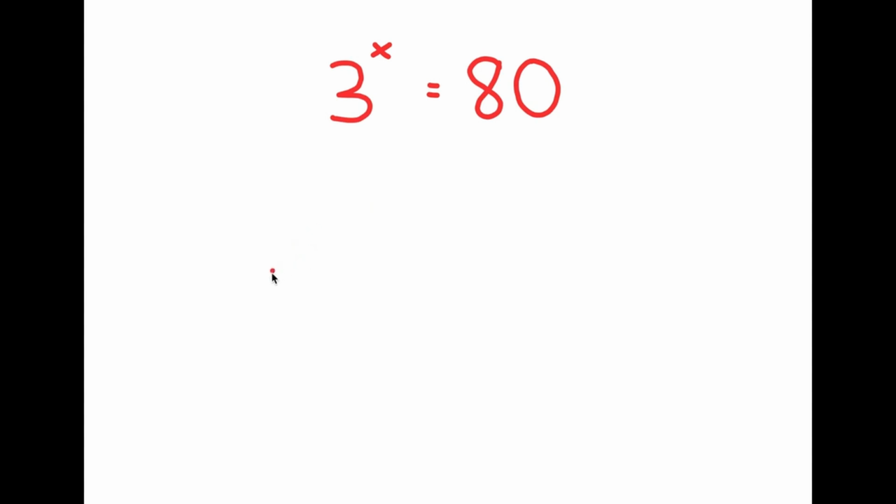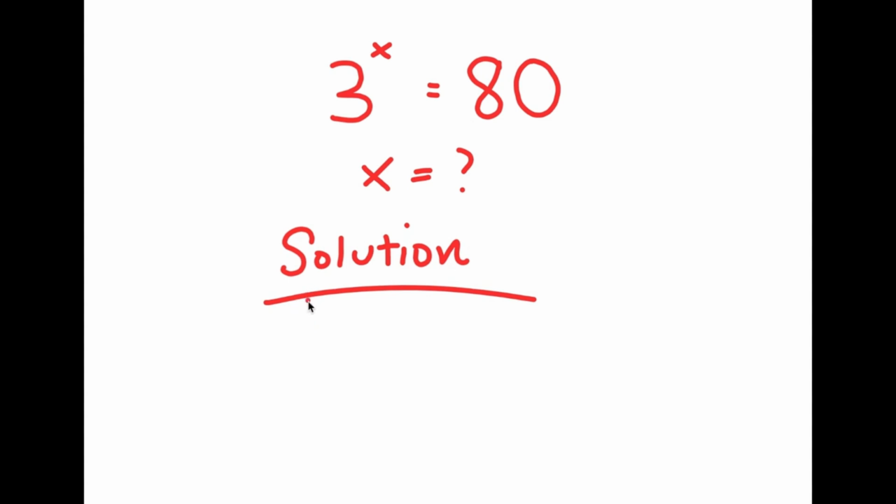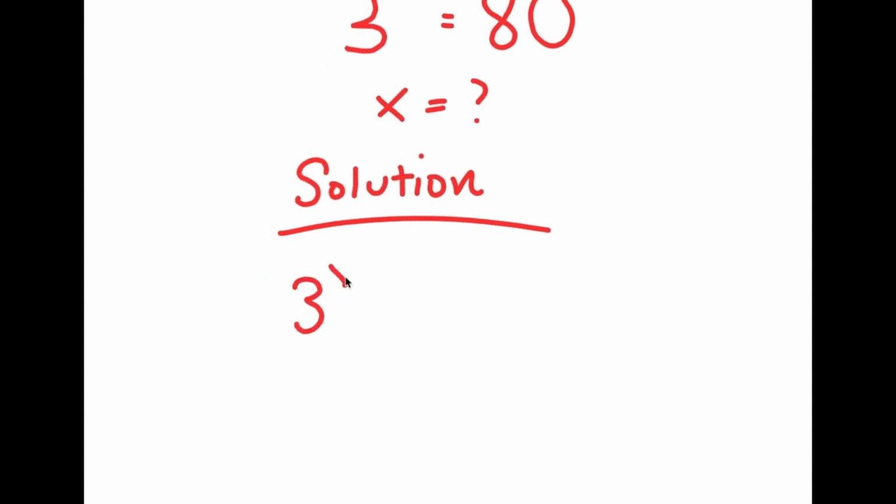Alright, so in this problem, I have 3 to the power of x is equal to 80. So, I want to find the value of x here. So for my solution, I first start with 3 to the power of x is equal to 80.